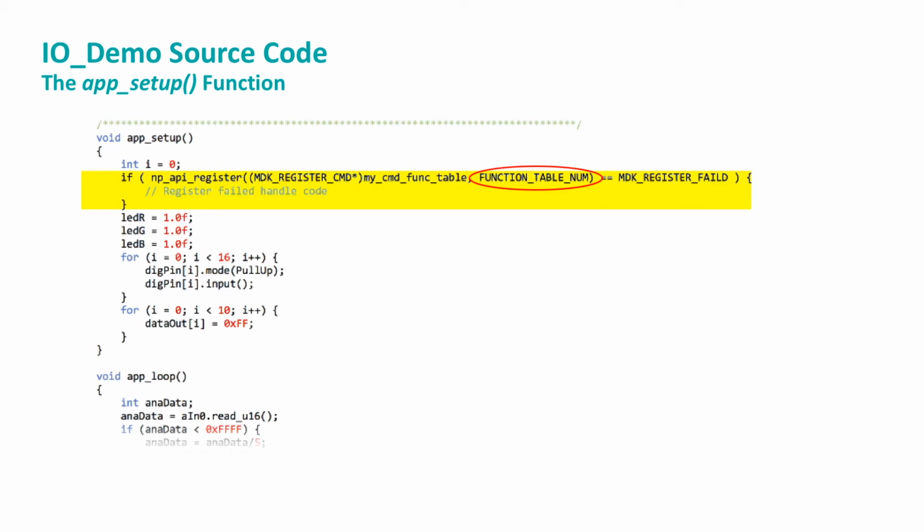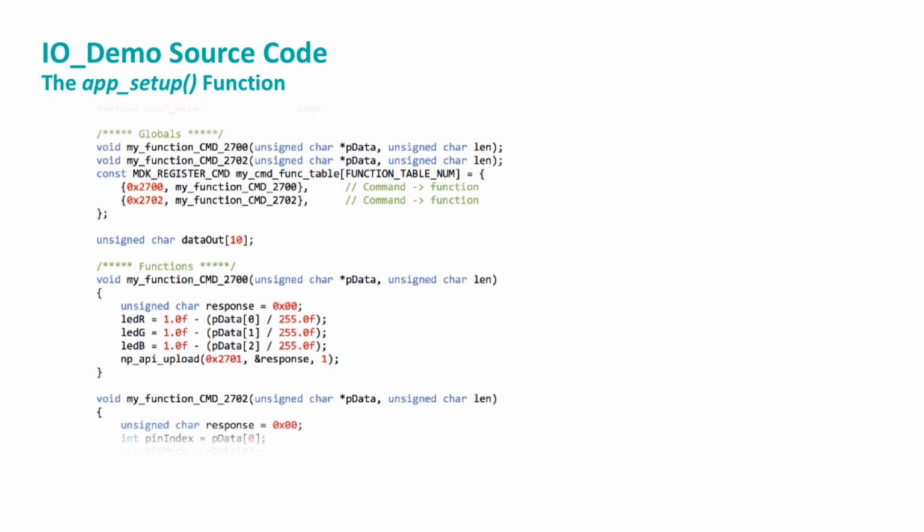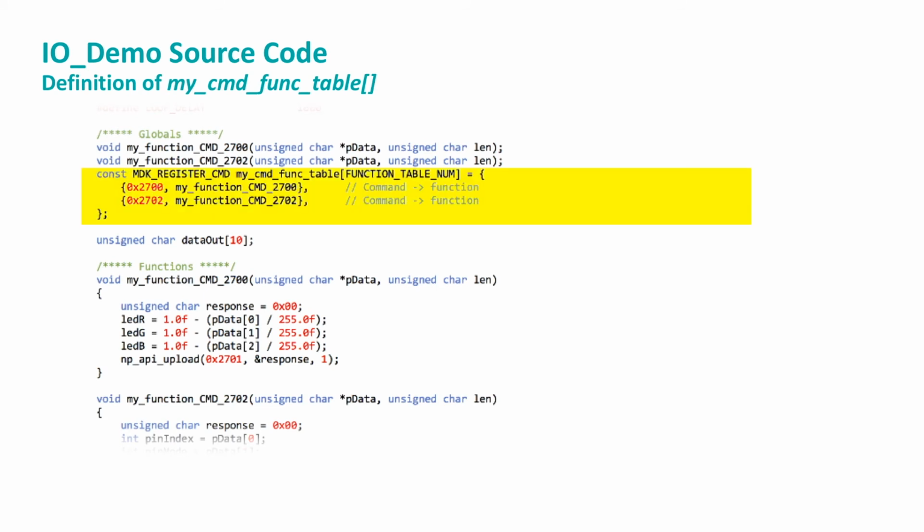In this case, the array is called myCommandFuncTable. And the number of message types we care about is 2. We saw that before when we set up the constant function table num. If we scroll up just a few lines, we can see the definition of myCommandFuncTable. You can see that it's defined as an array of exactly 2 elements. Each element is of the MDK register command type. MDK, by the way, stands for nexpaq's Module Development Kit.